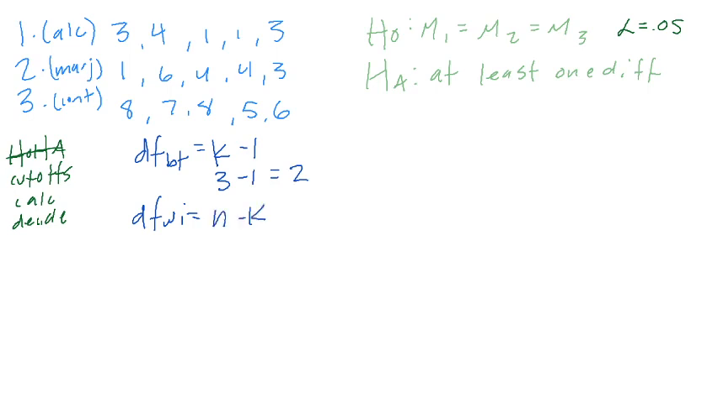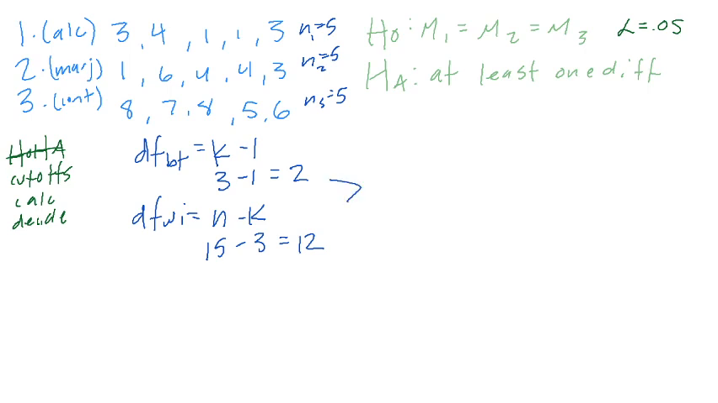So n minus k. How much data do we have total? We have n equal to 5 in each of these groups, so n1, n2, and n3 all equal to 5. So we have a total n of 15. We take 15 minus our number of groups, so our degrees of freedom within is 12.